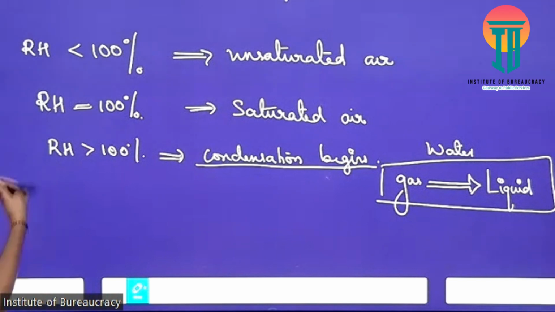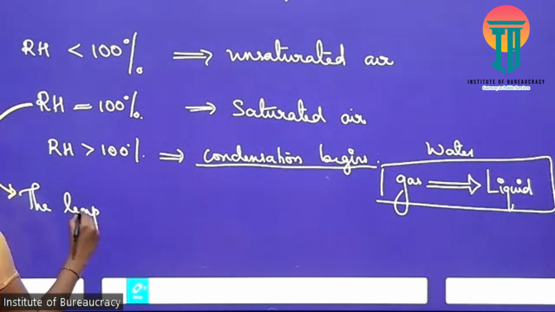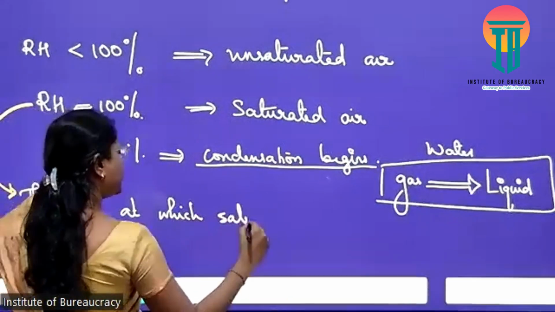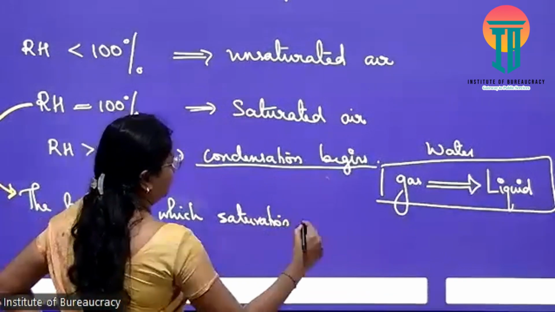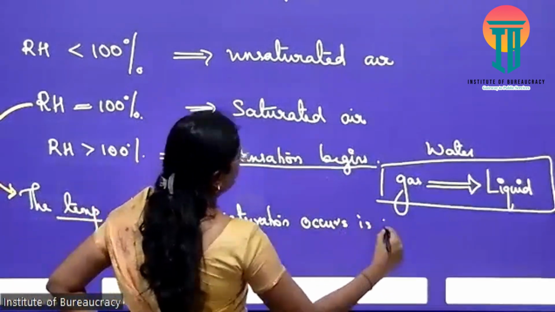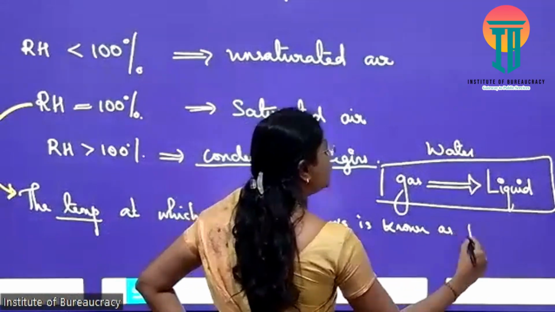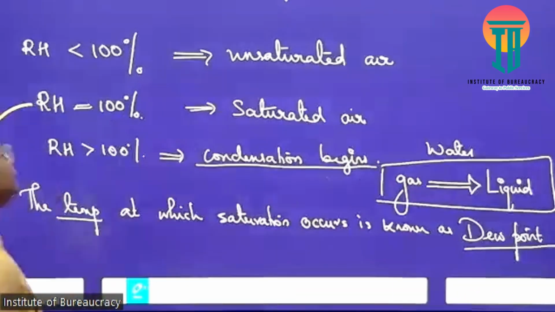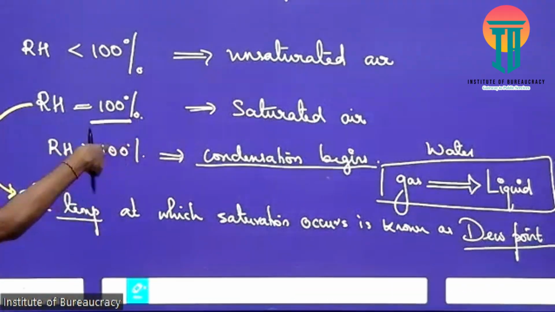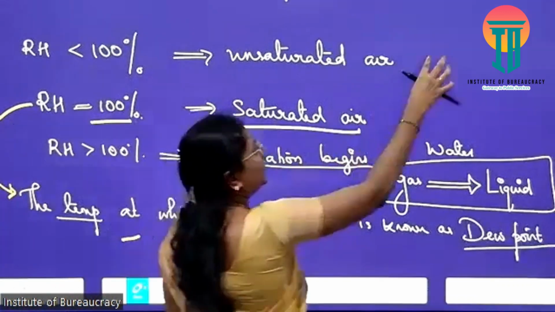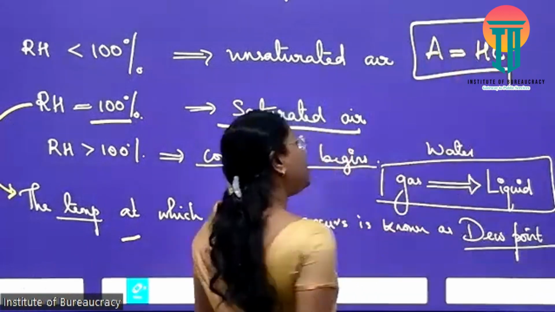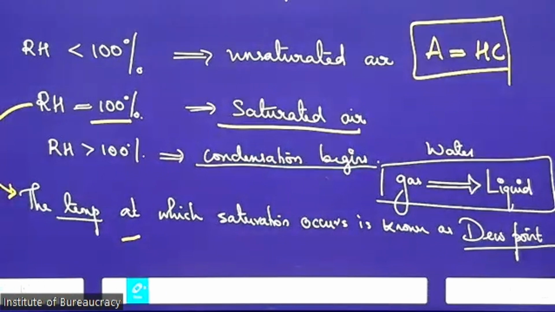This is condensation. The temperature at which saturation occurs is known as the dew point. So when the relative humidity becomes 100%, or when the air becomes saturated, meaning the actual water vapor and the total water holding capacity become the same, that temperature is known as the dew point.